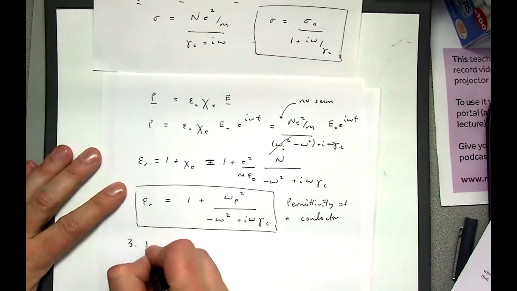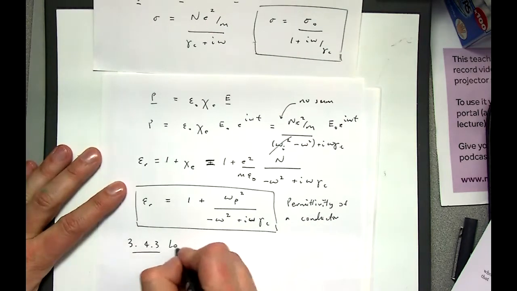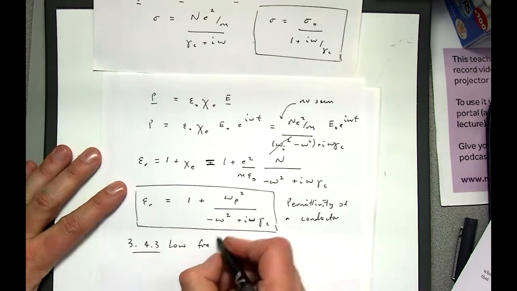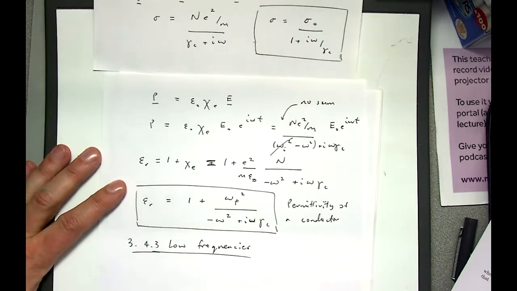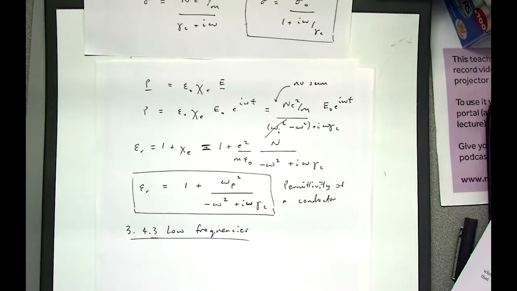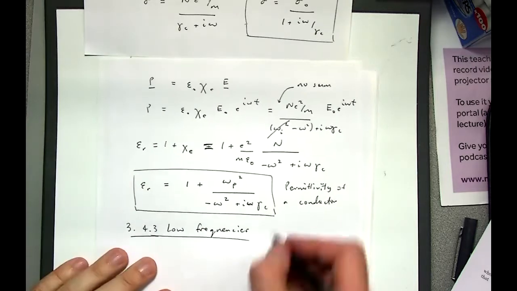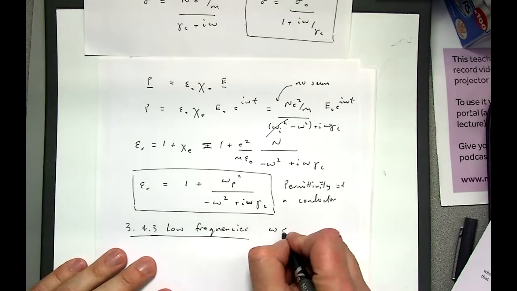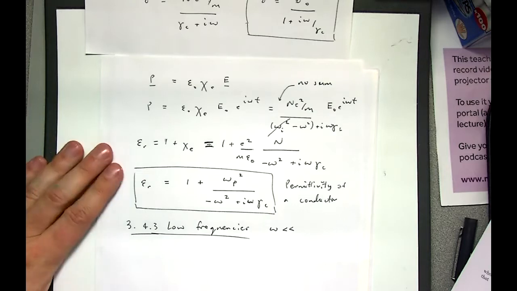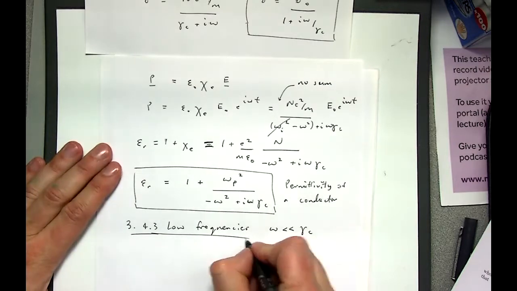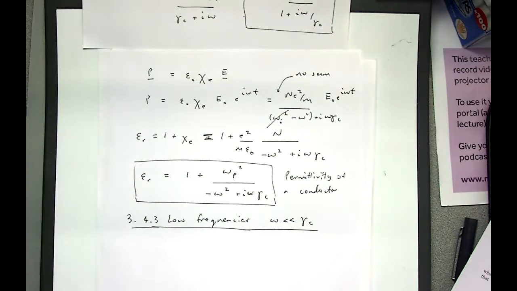So what interesting situations are there? Well, obviously it all depends on the frequency. So what are the interesting regimes? Well, just by observation of this expression, the first situation we're looking at is when the frequency of the radiation passing over the conductor is much less than the collision frequency. Okay? So let's write down what that looks like.